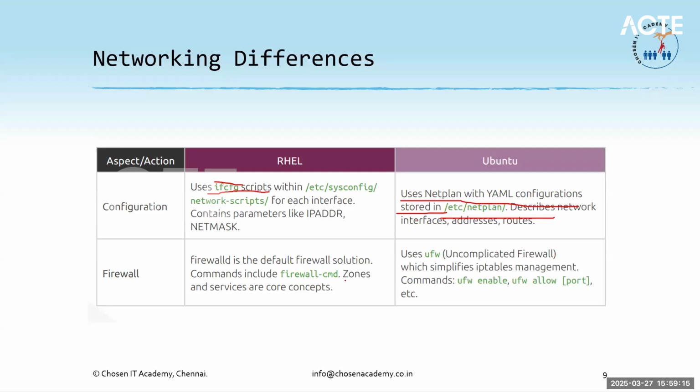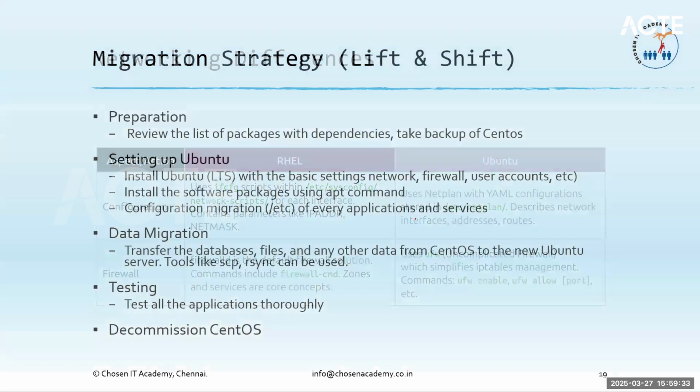The firewall is different here. The firewall used in RHEL is firewall-cmd, whereas here it is UFW, the Uncomplicated Firewall. And the commands are also different: ufw enable, ufw allow port, like that.